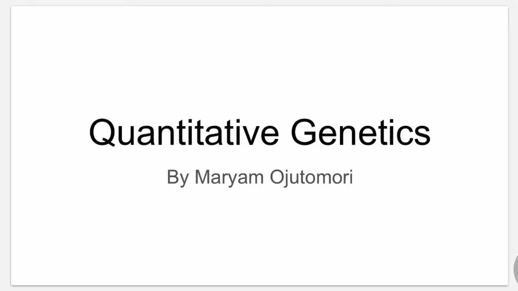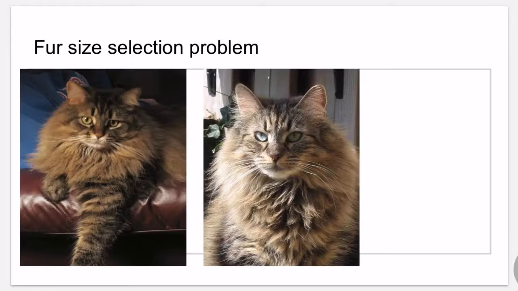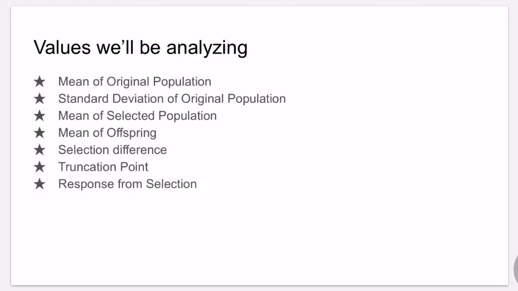Hello, today we're going to be talking about quantitative genetics, and specifically, selection. To illustrate this concept of selection, I have chosen a problem that has to do with the fur size of cats. A long-haired cat's fur length ranges from 2 to 6 inches. So today we're going to be breeding the top 10% population of long-haired cats. And to do that, we're going to analyze these values.